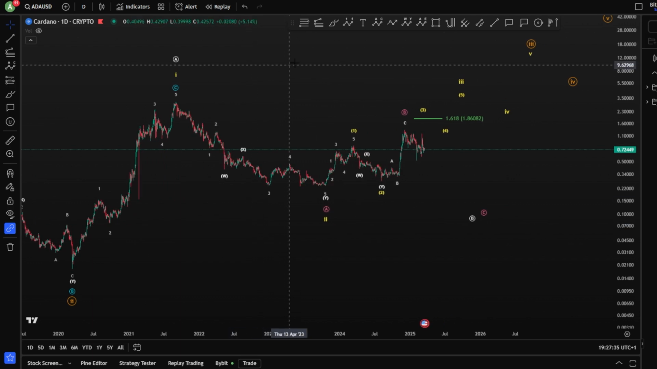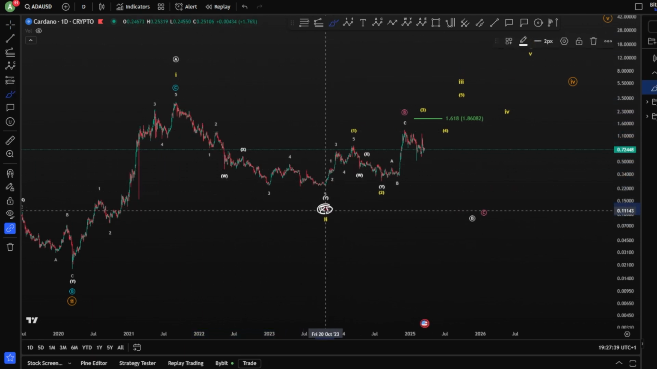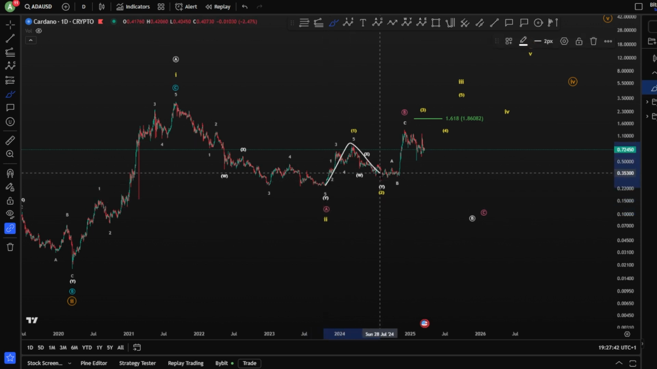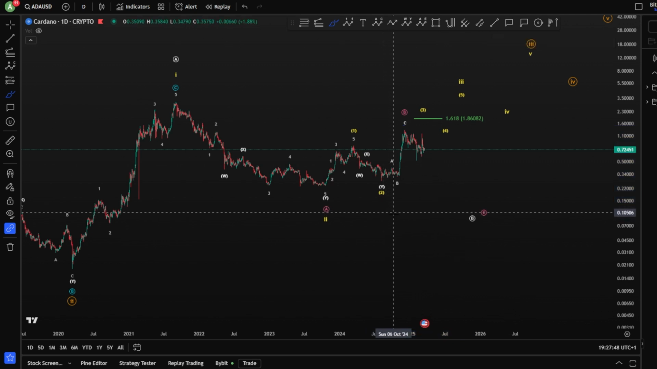Your bearish scenario is the following. You have W, X, and Y. You finished a wave A potentially here, and you're looking potentially for a wave B as the 3 waves up, and still looking for a wave C for lower prices.